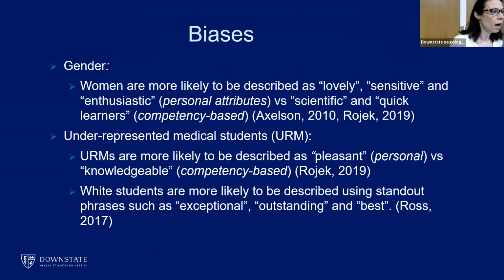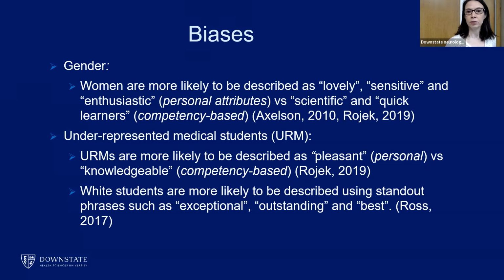For example, different studies have found that women are more likely to be described using personal attributes. This bias leads to women being described with words such as lovely, sensitive, and enthusiastic, while men are more likely to be described as scientific and quick learners. This isn't to say that being described as lovely is always bad, but it's a personal attribute. And since we teach and assess students based on competencies, we should primarily use competency-based language to evaluate them.